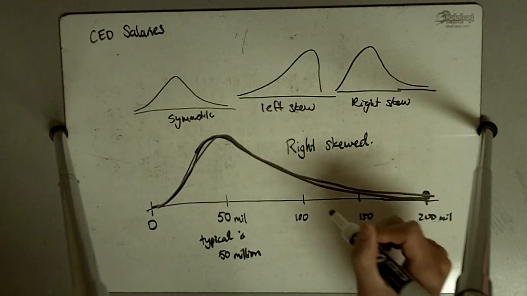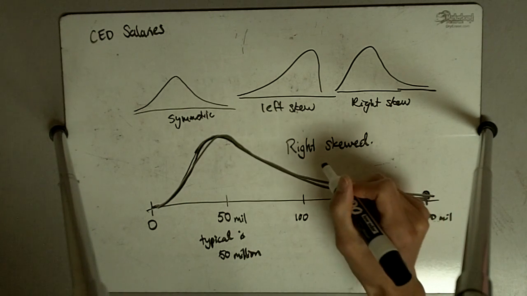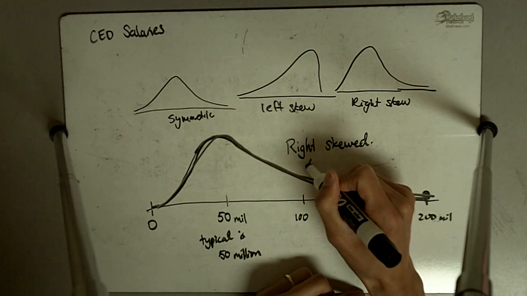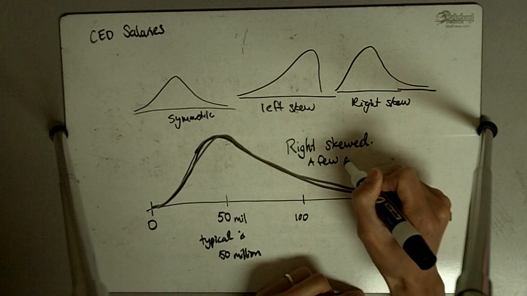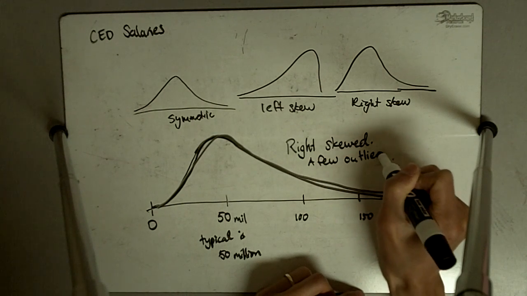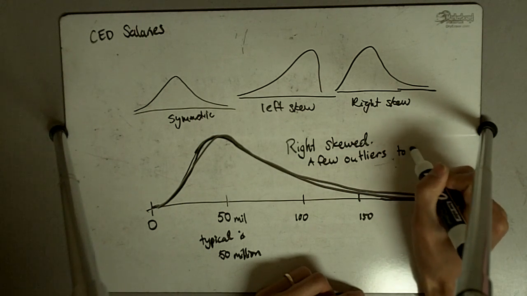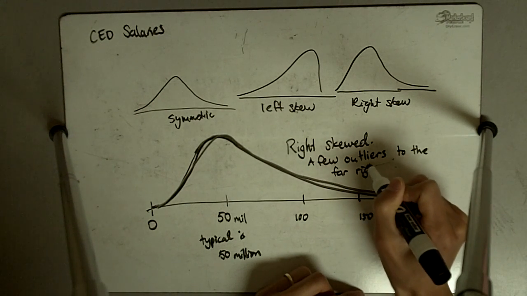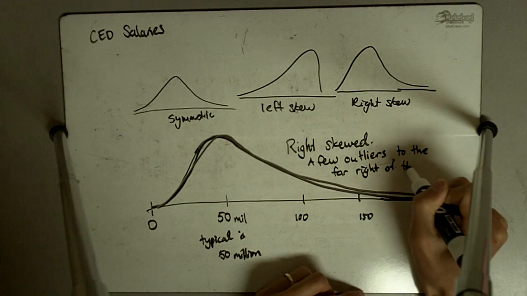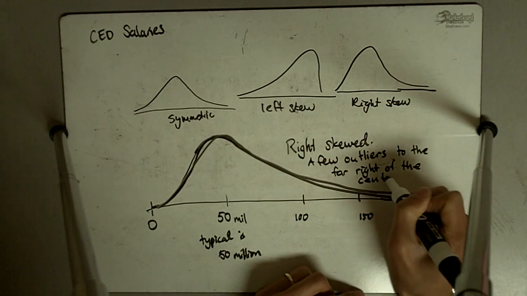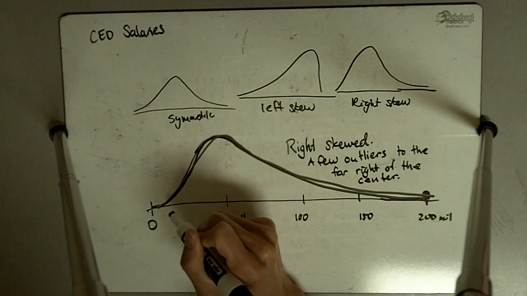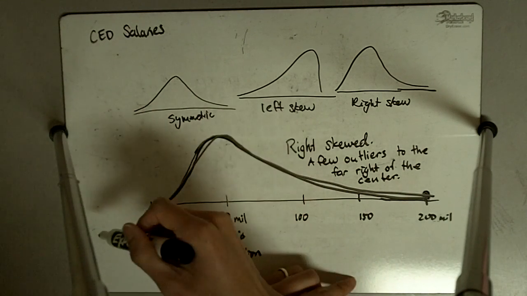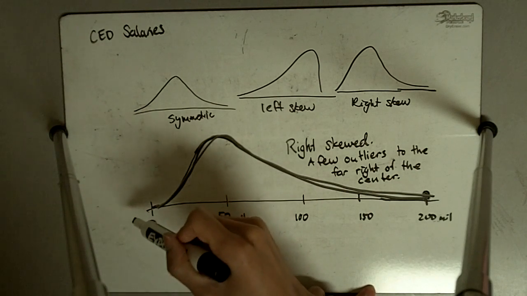Okay, most are over here, but we have a few outliers to the far right of the center. Okay, we know it's not going to be symmetric because we know we're not going to have any outliers far away to the left. Okay, it's impossible to go lower than 0.